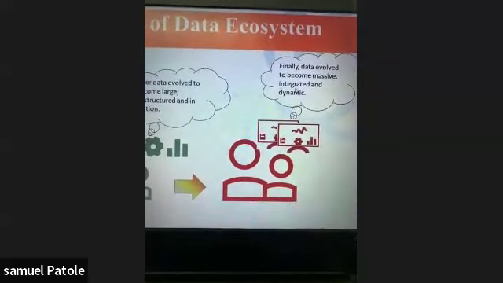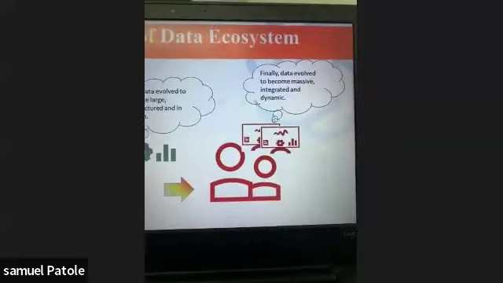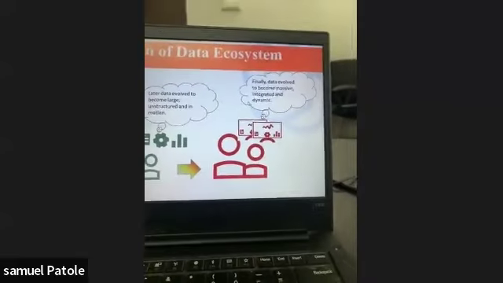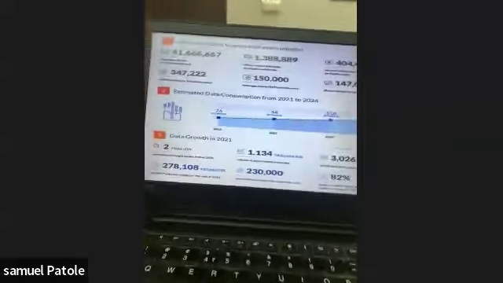I can store video, I can store text, I can store Excel files, and everything I can have in a drive, and I can share it with anyone. Okay, so this is the ecosystem of data.